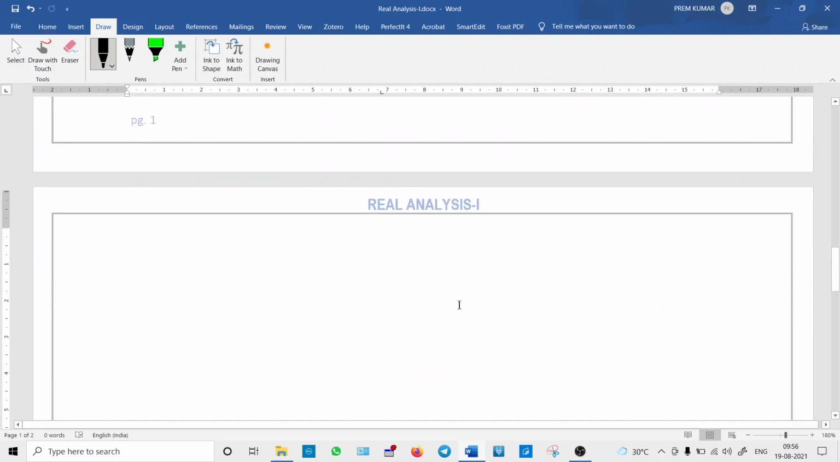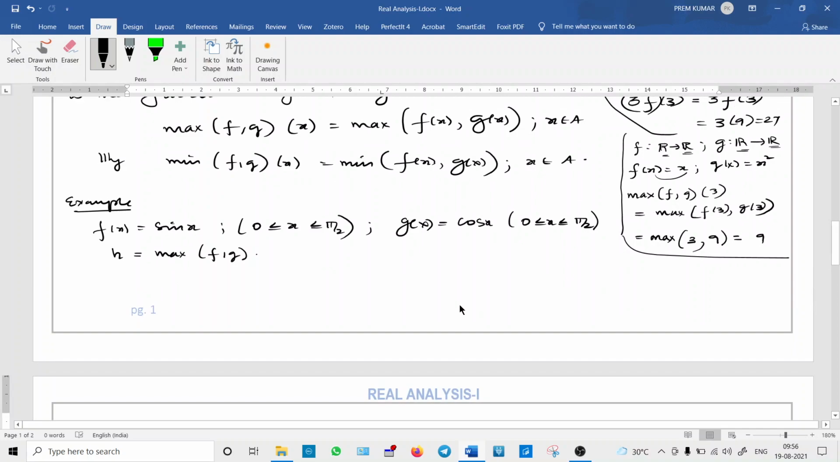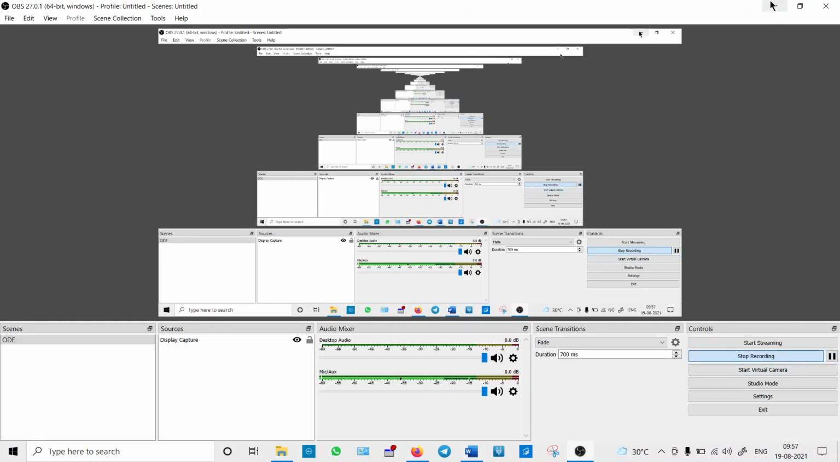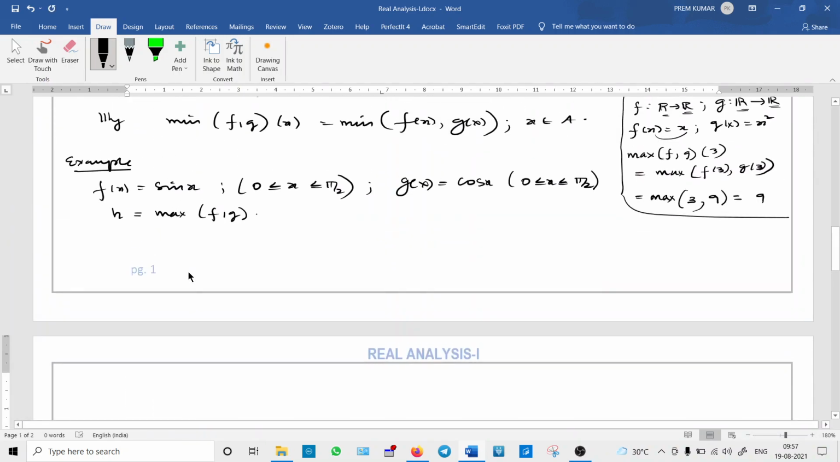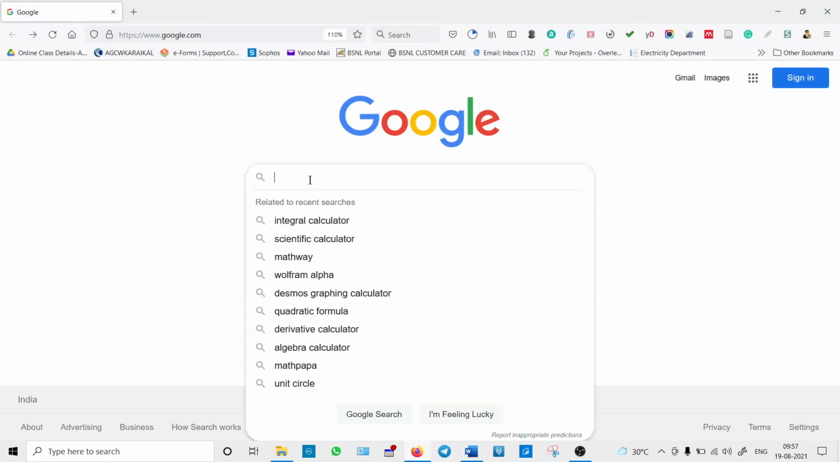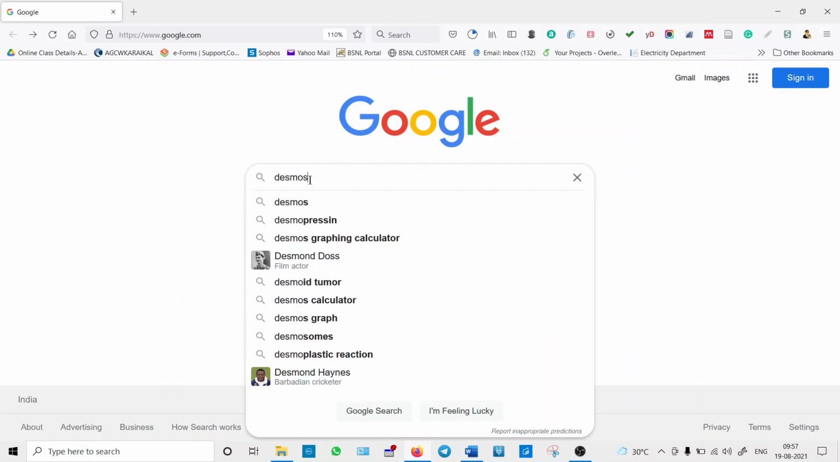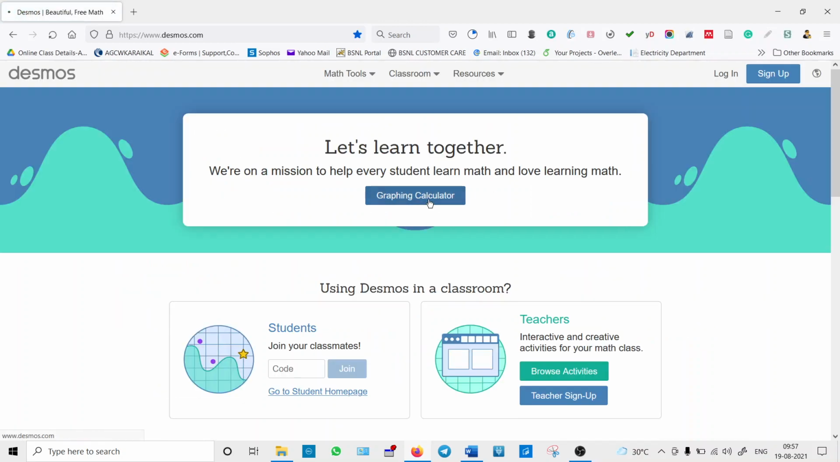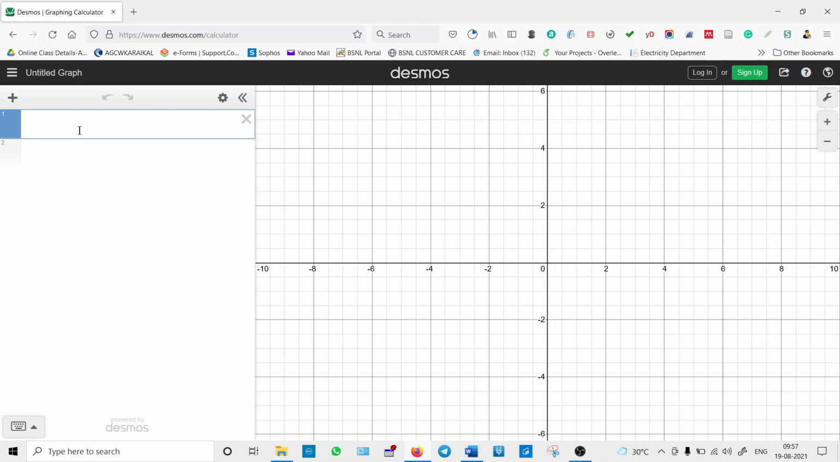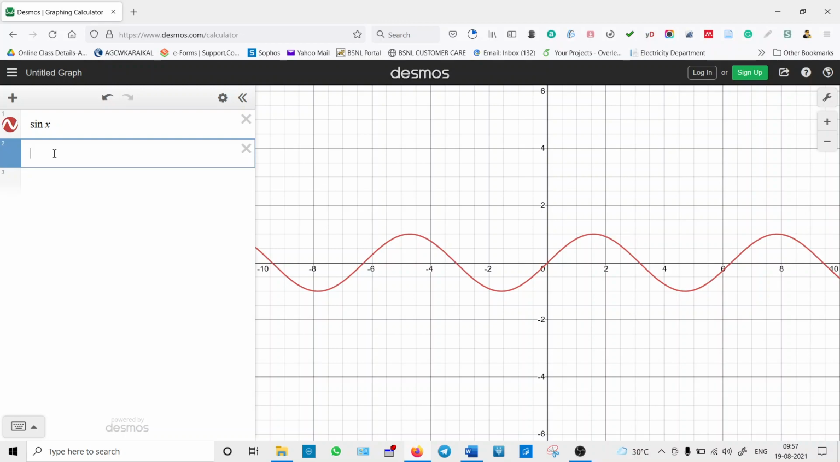I will show you the graphs now. Students can use this calculator for their better understanding of graphs. See here, I am going to combine two functions. This is the sin x graph. Next, cos x. The cos x is in blue color and sin x is the red one.